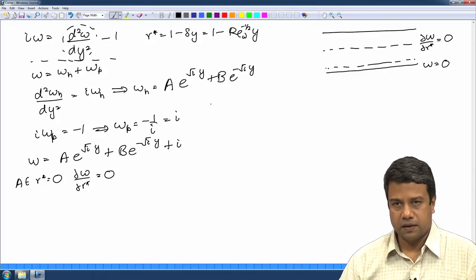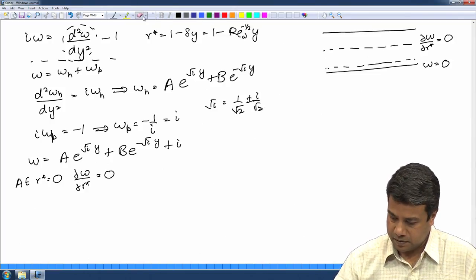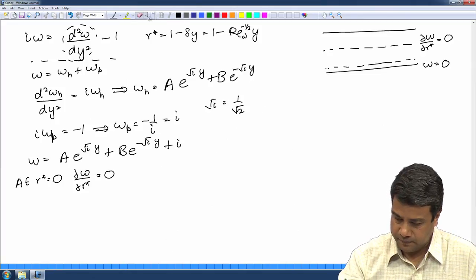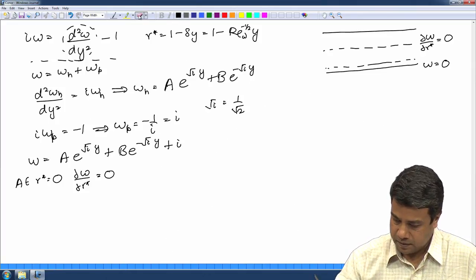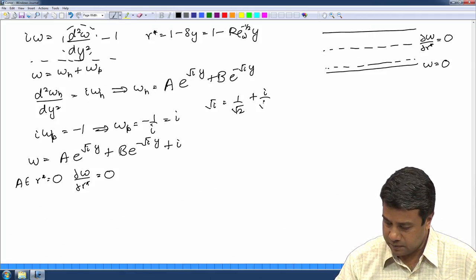Note that root of I, the square root of I, is equal to 1 by root 2 plus or minus I by root 2, plus I by root 2.